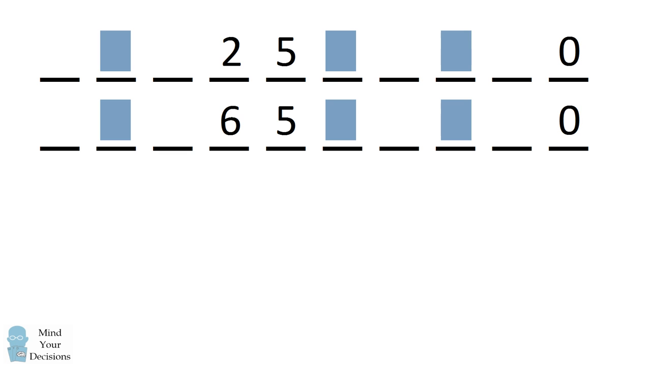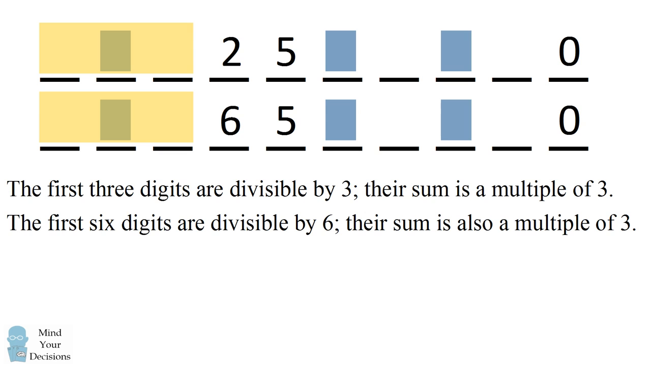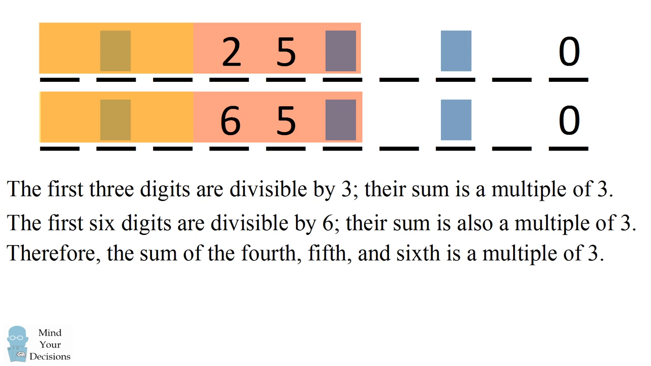Now we're going to figure out the 6th digit. We know that the first 3 digits are divisible by 3, so that means the sum of the first 3 digits is a multiple of 3. The first 6 digits must be divisible by 6. That means they must also be divisible by 3, and therefore the first 6 digits must also have a sum that's a multiple of 3. Now, since the first 3 digits have a sum that's a multiple of 3, this can only happen if also the 4th, 5th, and 6th digits have a sum that's a multiple of 3.